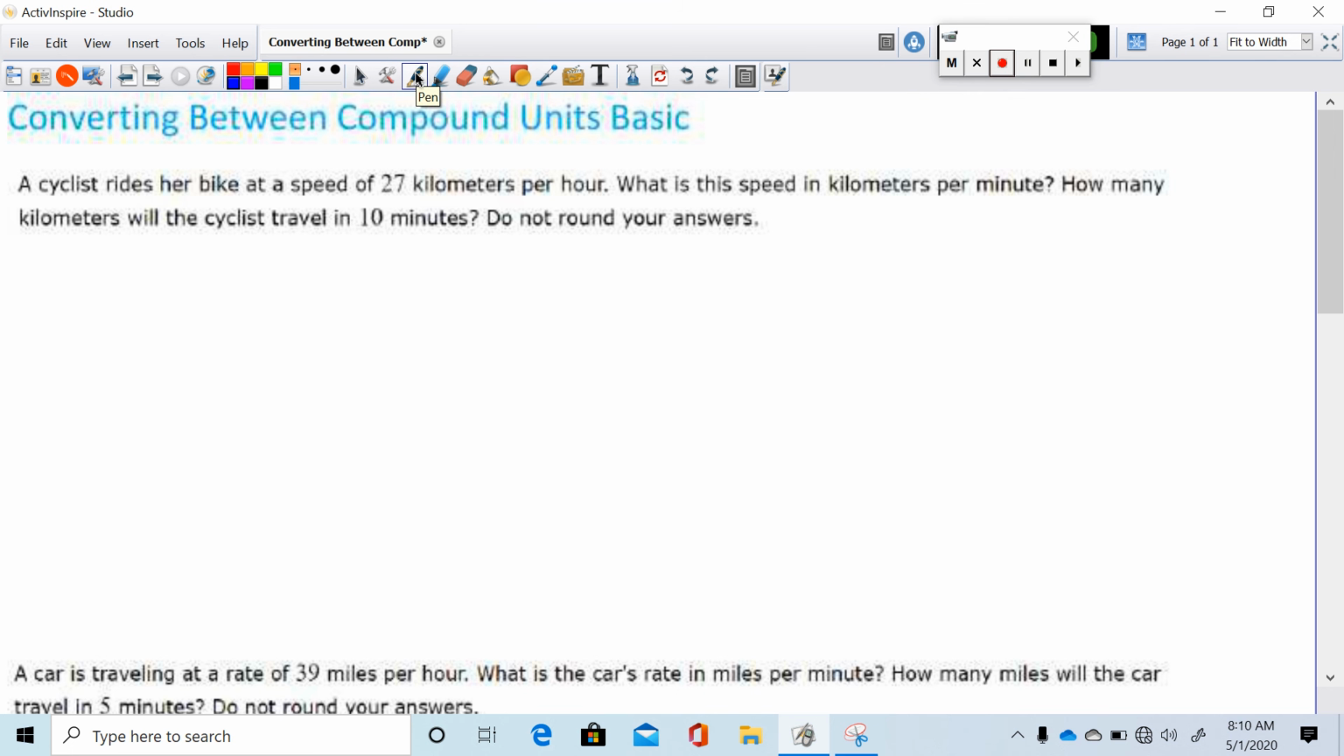When converting between compound units, you want to decide what's the smallest unit of measurement that they are discussing. So here's what I mean. A cyclist rides her bike at a speed of 27 kilometers per hour. What is the speed in kilometers per minute? So the smallest unit of measurement there is a minute.